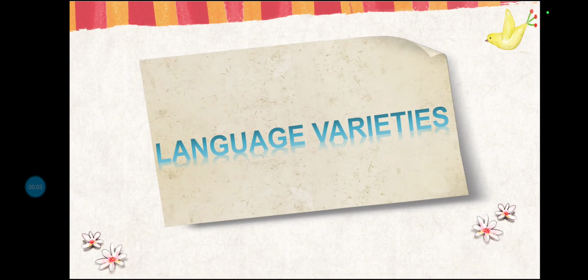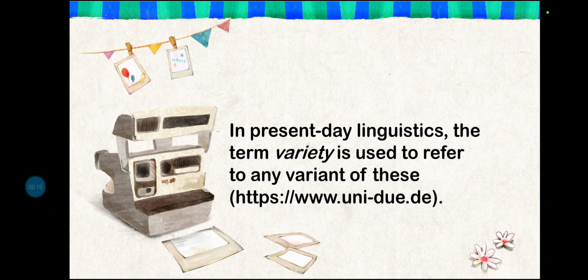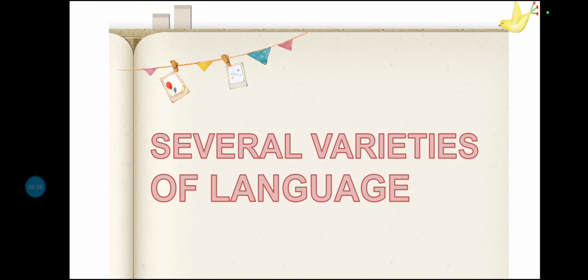So next, under chapter 4 of Purposive Communication, we have what we call language varieties. So what do we mean by that? In present-day linguistics, the term variety is used to refer to any variant of a language. It means that we're not just talking about one language, but different kinds of languages depending on their purpose, their social context, and others. So we have several varieties of language.